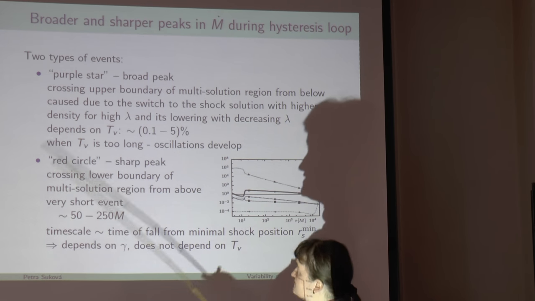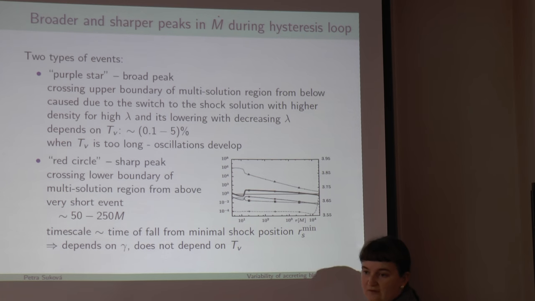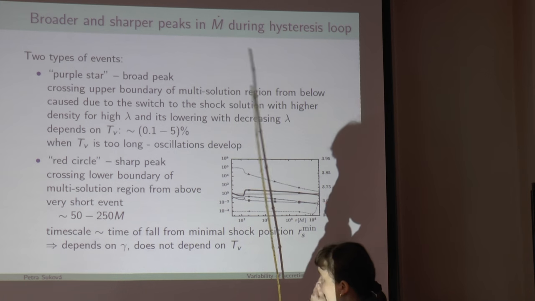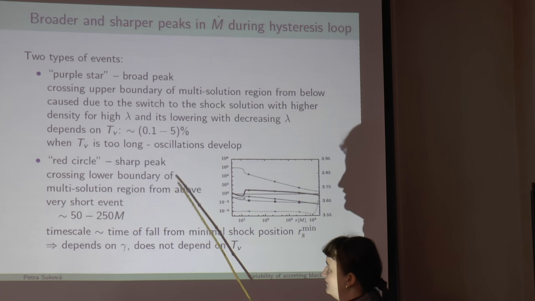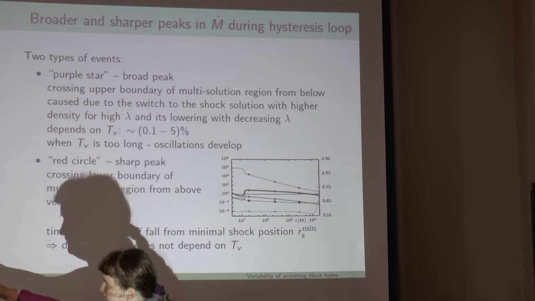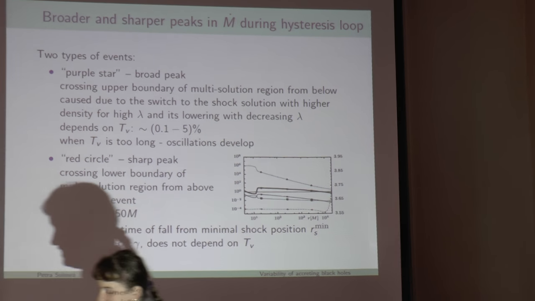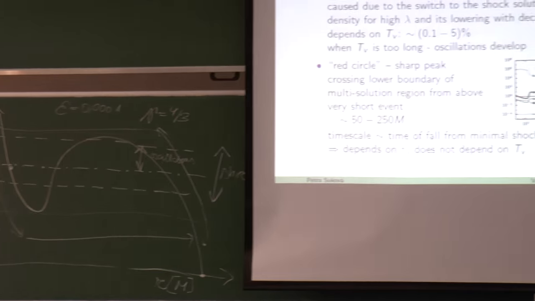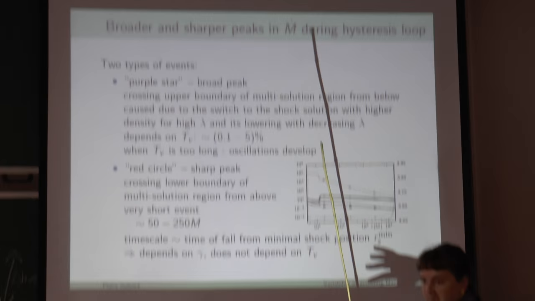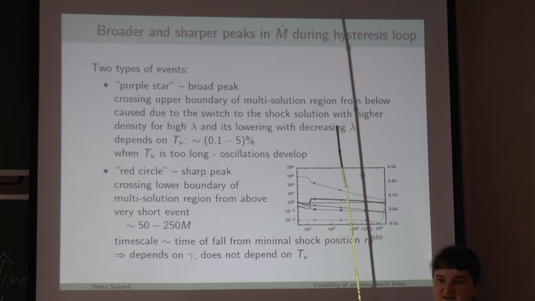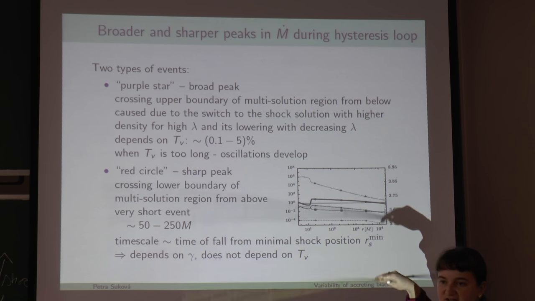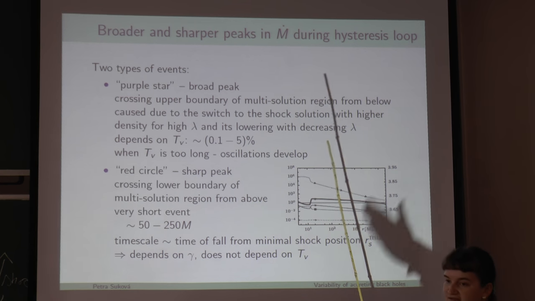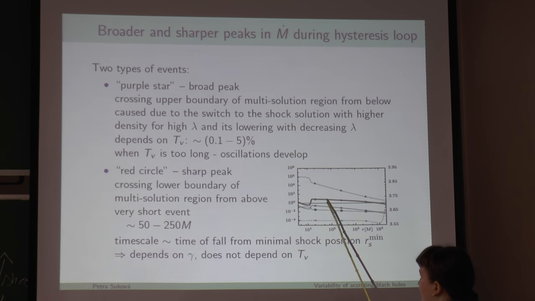And of course, the duration of this peak is given by our choice of how quickly we change the angular momentum. But there is also another sharp peak. It happens when we go to the last stable position of the shock. If we lower the angular momentum a little bit more, then the shock is not stable anymore. It is accreted very fast onto the black hole on the free fall time scale. So this time scale does not depend on how quickly we are changing the angular momentum, but only on the position of the last stable shock position, and then it accretes very quickly.